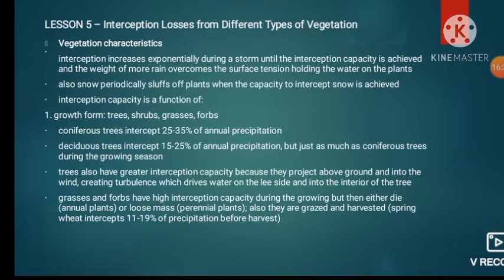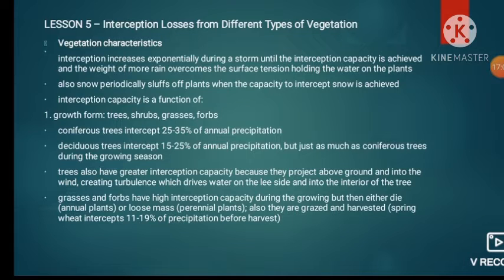Lesson 5. Interception losses from different types of vegetation. Vegetation characteristics. Interception increases exponentially during a storm until the interception capacity is achieved and the weight of more rain overcomes the surface tension holding the water on the plants. Also, snow periodically slopes off plants when the capacity to intercept snow is achieved.